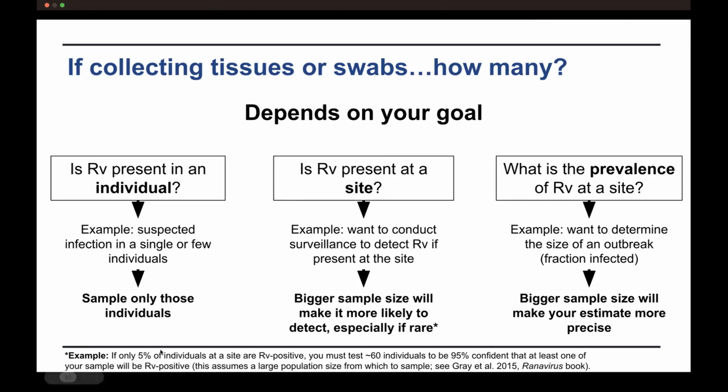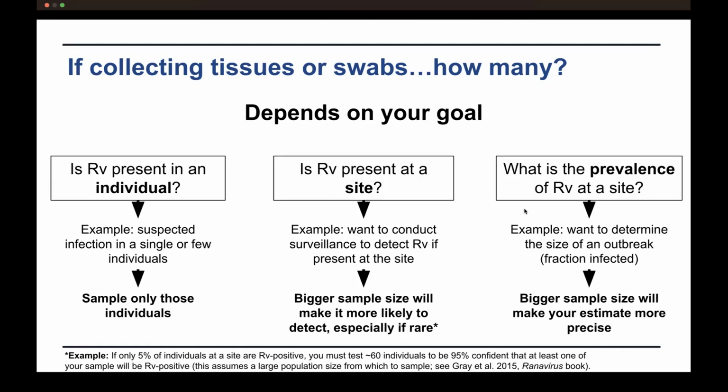But let's say only 5% of individuals at a site are positive for ranavirus, and you want to know how many samples you have to collect to get at least one that's positive, which would tell you that it's present at the site. If you have a large population, you're looking at collecting around 60 individuals, and that's still not a guarantee that you'll find it. So that's a pretty high number of individuals and effort if ranavirus is rare at a site, and only in 5%. If it's less rare, then you don't have to collect as many individuals.